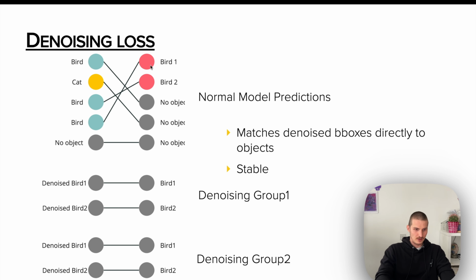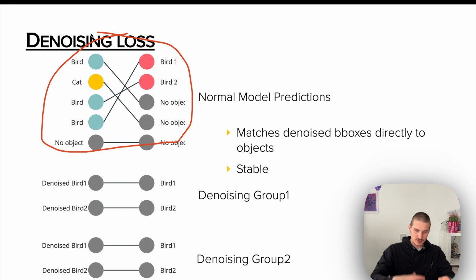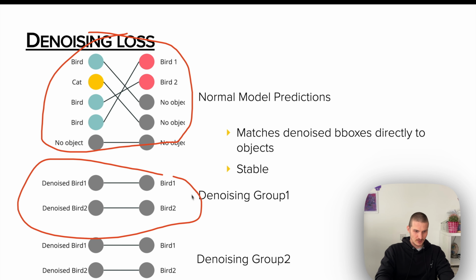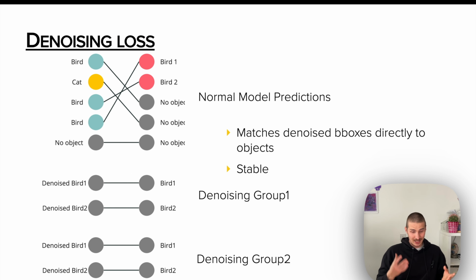So in the upper part here is the bipartite matching loss, which might be unstable, which might match different heads to different objects at different epochs. And then the denoising part is always constant. So we always match this head to this ground truth object without instability, without any change from epoch to epoch. And that helps stabilize it, helps train quicker.